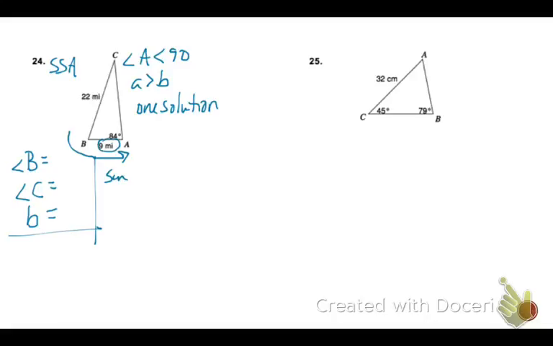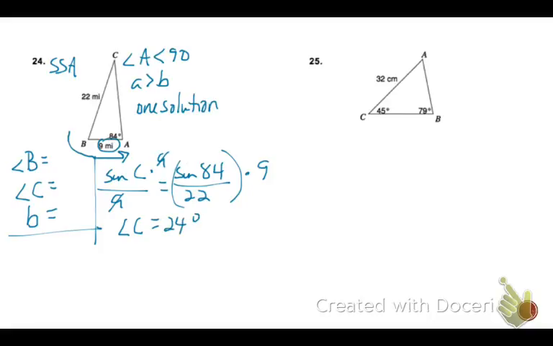We'll say the sine of C over 9 equals, and then the other side we know is A, so the sine of angle A, which is 84 degrees, over 22. All right, grab your calculator. Divide out the sine of 84 by 22. Take it times 9. Now realize that is the sine of angle C, so do your inverse sine. Pull back that answer. So angle C is 24 degrees.